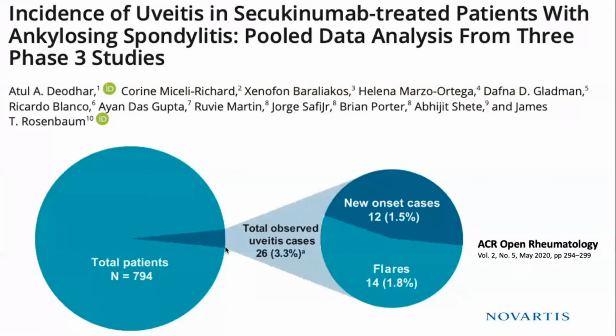So this was again a pooled analysis published this year. What was the risk of uveitis? In all the phase 3 studies, 794 patients had taken part, and the number of uveitis cases was very few, only 3.3% cases. New onset cases were 1.5% and 1.8% had uveitis flares. In these patients, 1.8% had pre-existing uveitis.